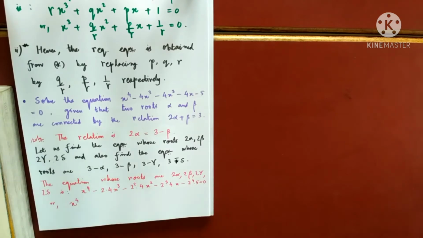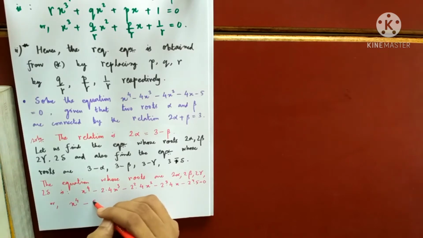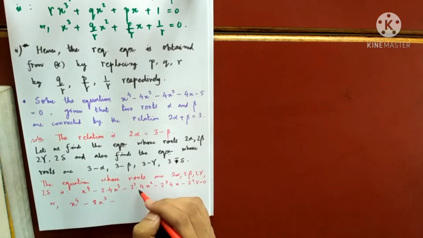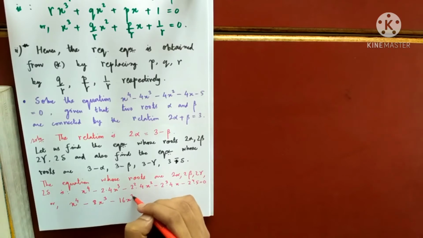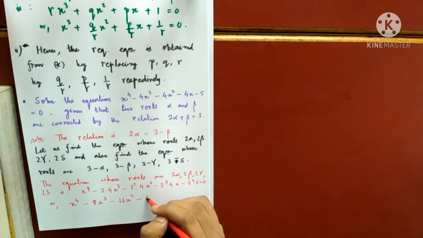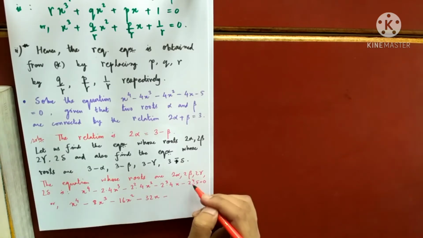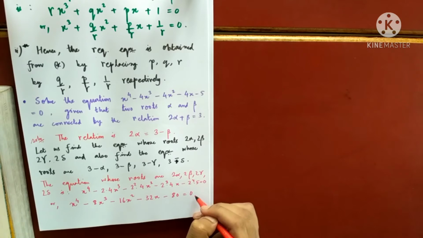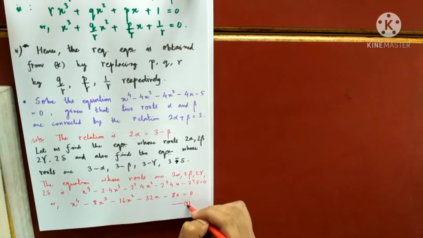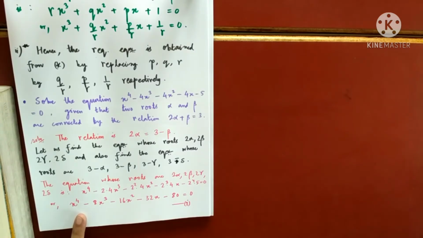x to the power 4. You may also write y if you want. I am writing in terms of x only. Minus 8x cube, minus 4 times 4 is 16x square, minus 8 times 4 is 32x, minus 16 times 5 is 80. So this is an equation, I am marking it as 1, whose roots are 2 alpha, 2 beta, 2 gamma, 2 delta.